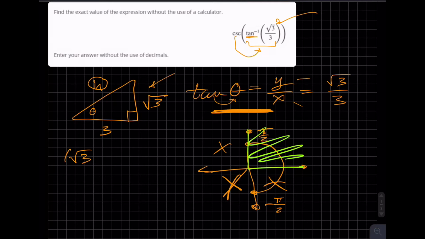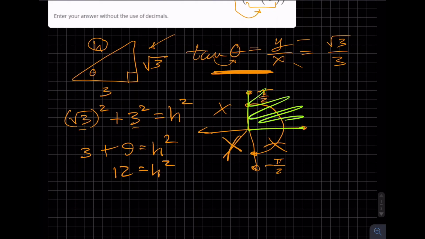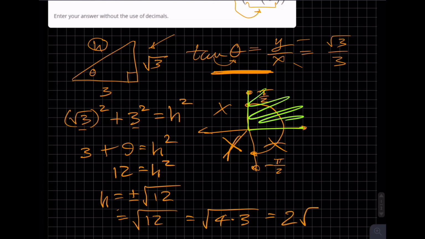So using the Pythagorean theorem, the square root of 3 squared, plus the length of the other leg squared, must equal the length of the hypotenuse squared. The square root of 3 squared is 3, plus the square of 3, which is 9. I get 12 equals h squared. That tells me that the hypotenuse has a length of plus or minus the square root of 12, and I'm going to disregard the negative and get the positive square root of 12, which simplifies to the square root of 4 times 3, which is of course 2 radical 3.